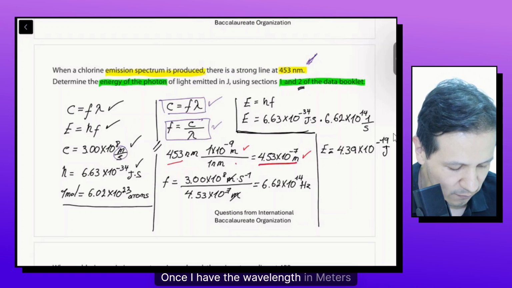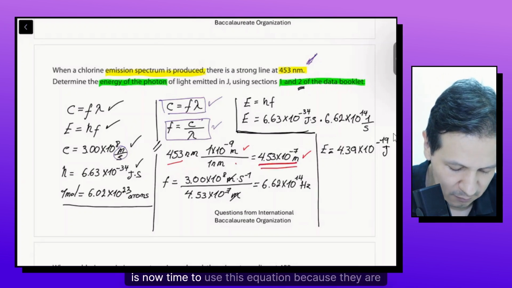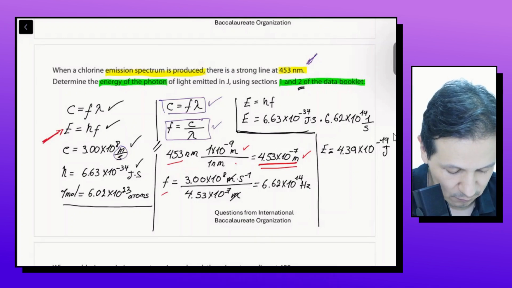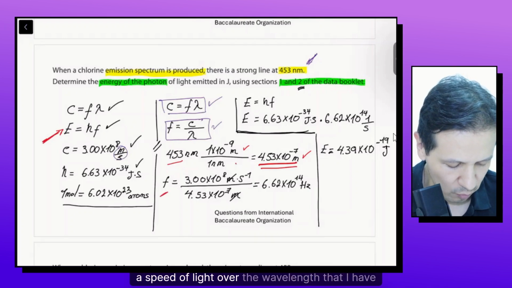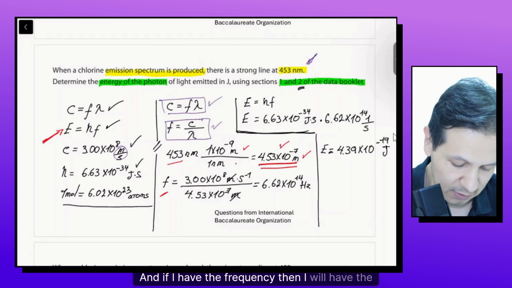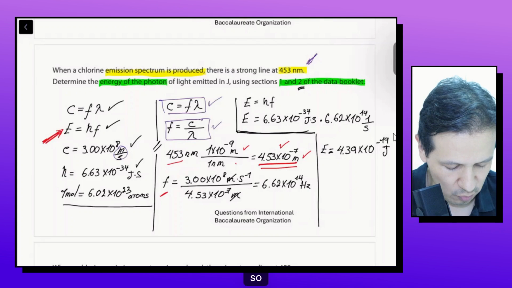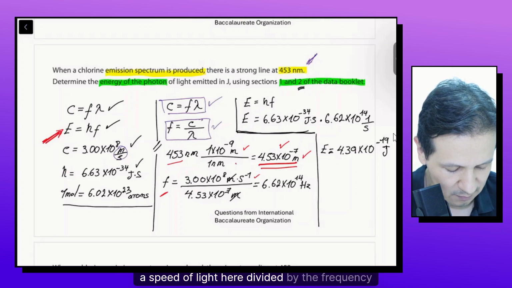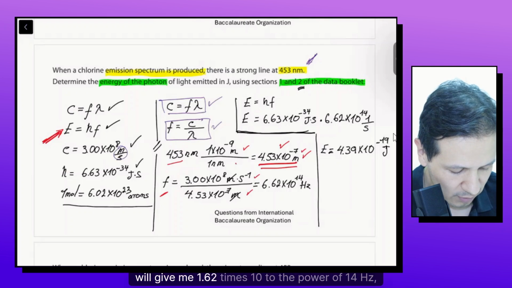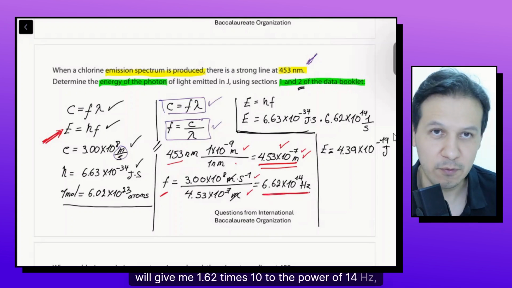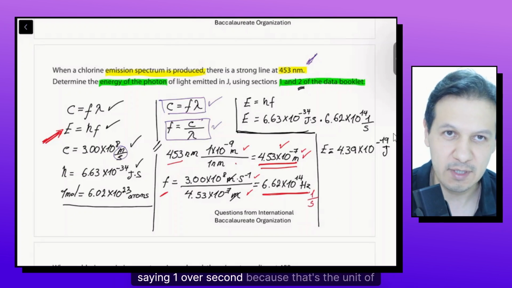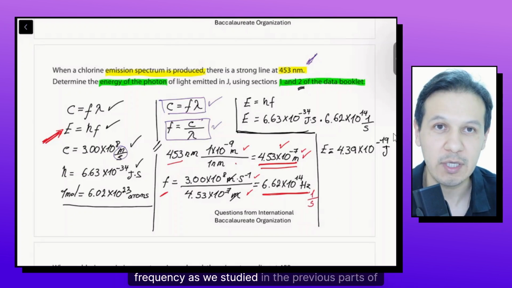Once I have the wavelength in meters, it's now time to use this equation because they are asking for the energy. If I have the frequency, which is the speed of light over the wavelength that I have here, then I will have the energy. So the speed of light divided by the wavelength that I obtained here in meters will give me 1.62 times 10 to the power of 14 hertz, which means 1 over seconds. It's exactly the same as saying 1 over seconds, because that's the unit of frequency we studied in the previous parts of this series.